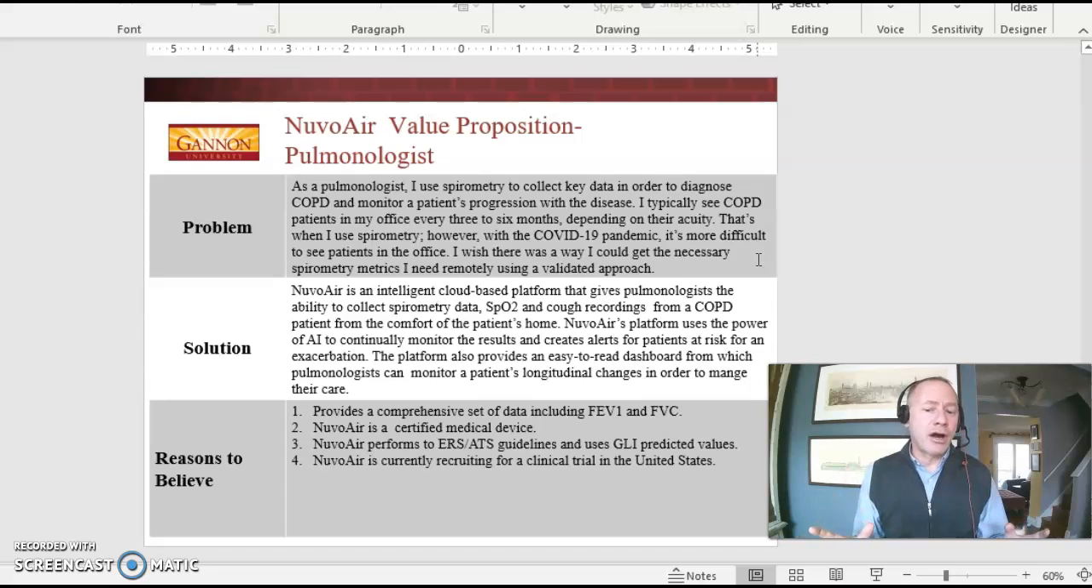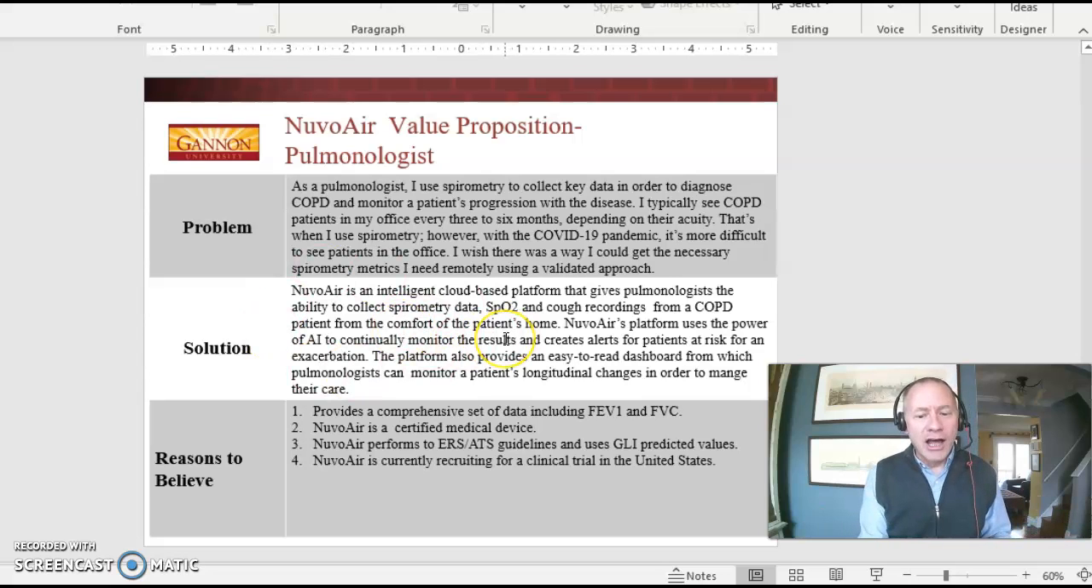Now here's a problem. With COVID-19, it's more difficult to see patients in the office. And now, the "I wish" kind of thing. I wish there was a way that I could get necessary spirometry metrics through a remote usage in a validated approach. So now it's a setup for the solution.